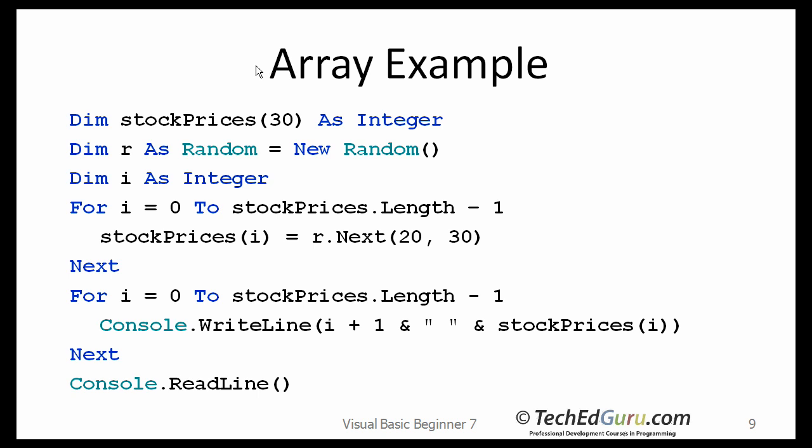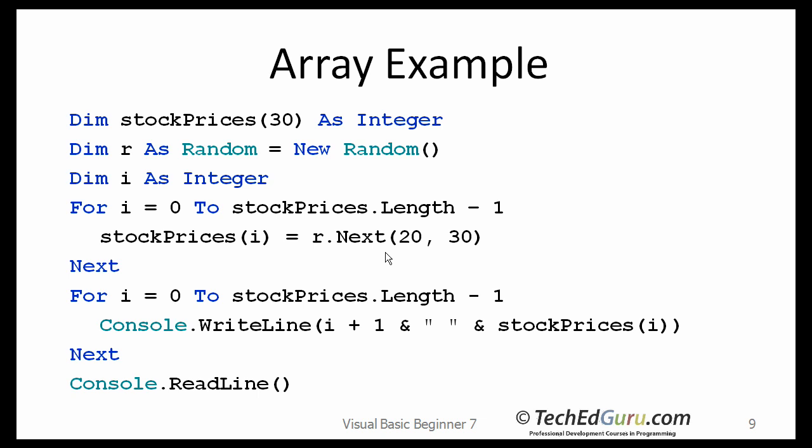Here is an array example. Here I have declared a variable called stock prices, which will have 30 elements, and R, a random object for generating random numbers. Whenever you are working with an array, here is a convenient way of looking at each element, no matter what you want to do with each element. In this example, I set up a for loop which begins at 0 and ends at length minus 1, which means it'll generate all the valid indexes for that array, 0 through 29 in this case.